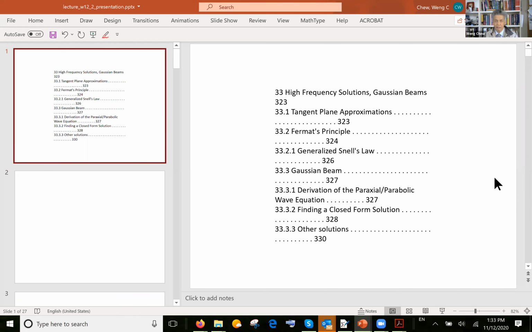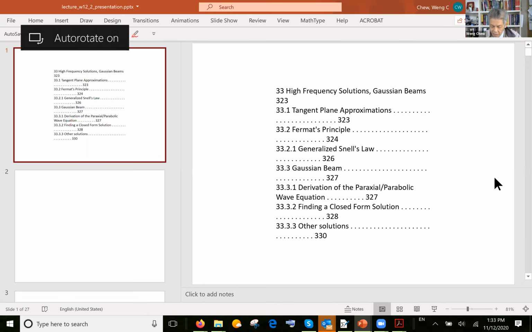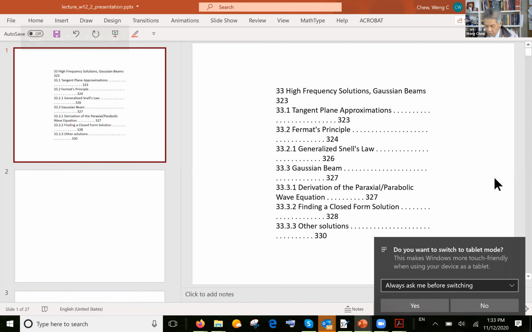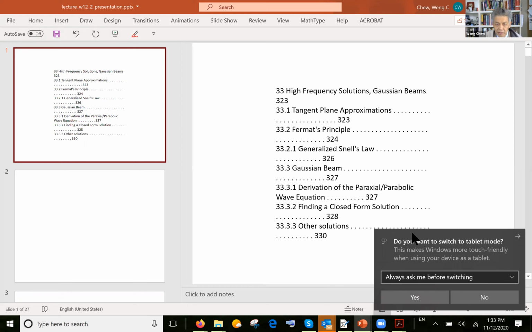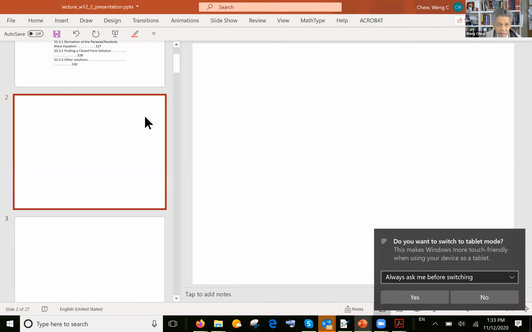Last time we talked about high frequency solutions. We talked about tangent plane approximations for Mie's principle and generalized Snell's law. Today I'm going to talk about Gaussian beams. Gaussian beams are a kind of beam that you can use to describe light rays. And it's pretty effective, like describing a laser beam.